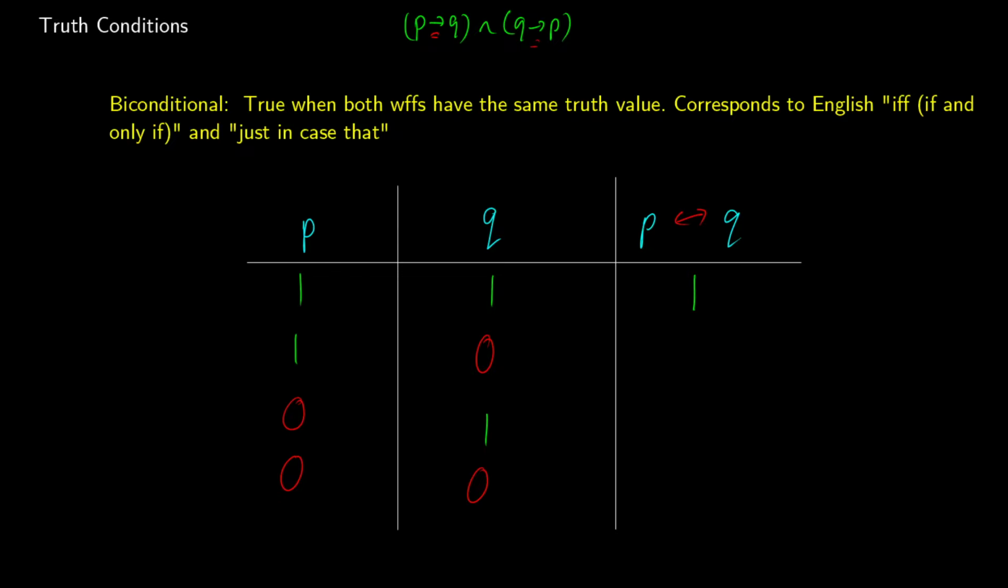So it's true in the first row when they're both true, and it's true in the last row when they're both false. But the rows in the middle where they differ in values, this is where we get our falses, because P is not the same truth as Q in the second row. P is not the same truth as Q in the third row, so these output to be false.